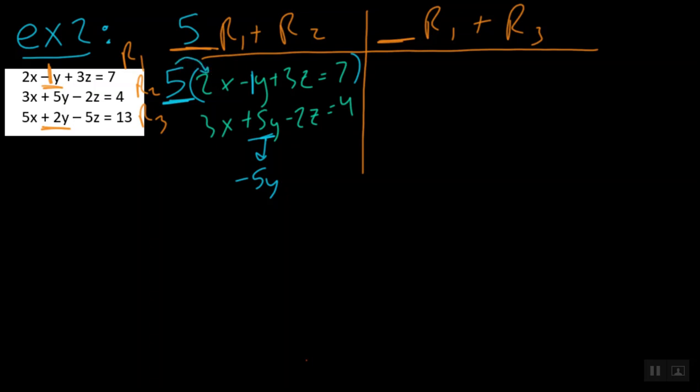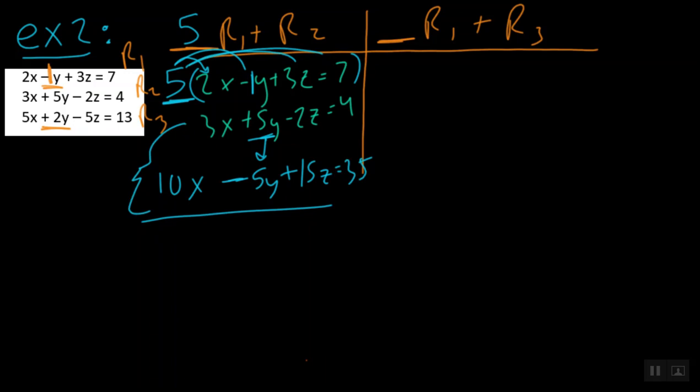Okay, so what's 5 times 2x? Well, 5 times 2x is going to be 10x. We have 5 times negative 1y, which is this negative 5y. We have 5 times 3z, which is, of course, 15z. And we have 5 times 7, which is 35. Okay, perfect. Now what we want to do is add these two rows straight down.